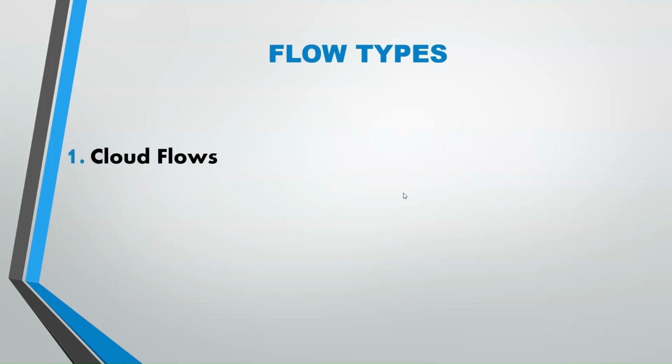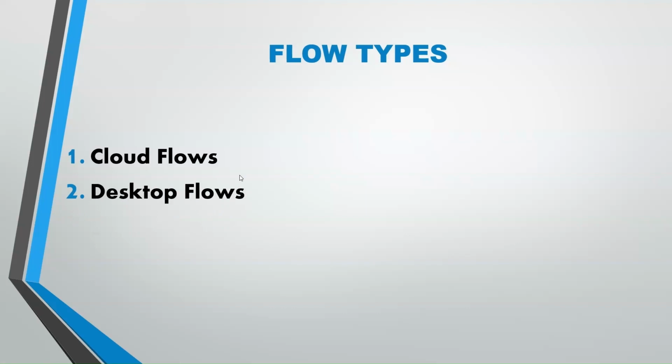So, let us see flow types. We have different types of flows. The first one is cloud flows. These cloud flows are automation flows which run in the cloud, and are triggered by events from various cloud services. For example, when a lead is created, then automatically create a contact in Dynamics. In this case we will go with the cloud flows.